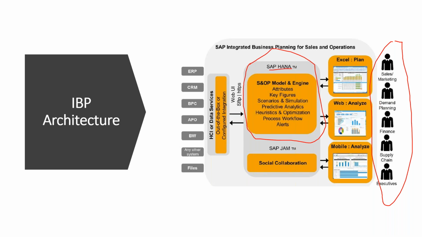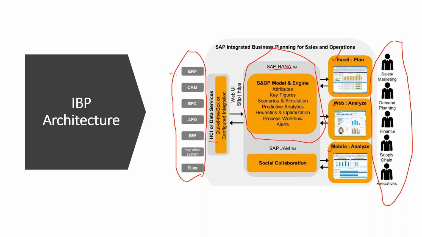This is the IBP engine model, whatever you say. So this is the interface. One is the Excel interface, where you plan. Another is a web interface, where you analyze. Third is a mobile interface, where you analyze. And on the left-hand side, you can see all other systems which are also trying to interact with IBP. The middleware, the integration tool, is HCI, HANA Cloud Integration.